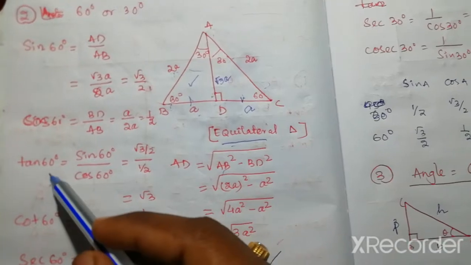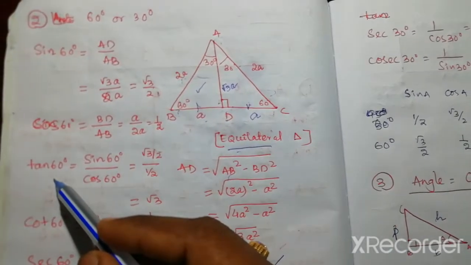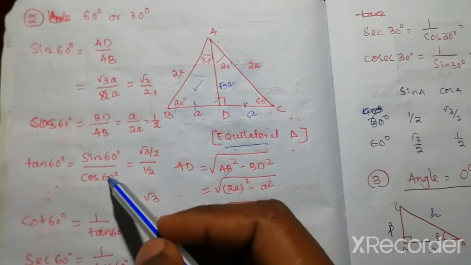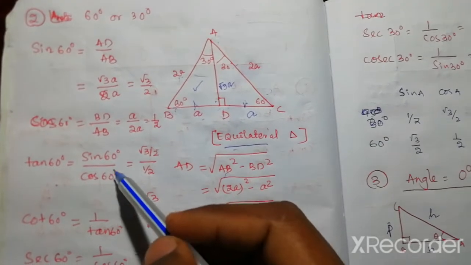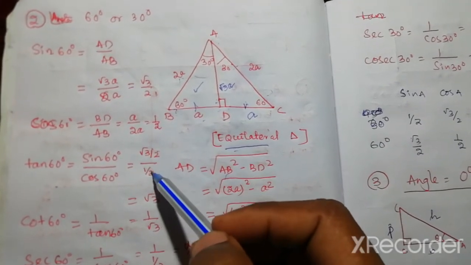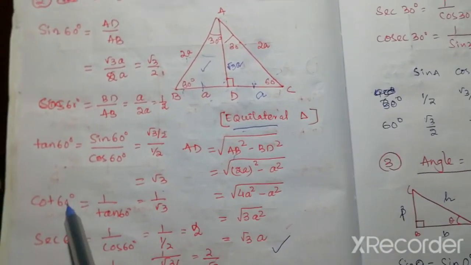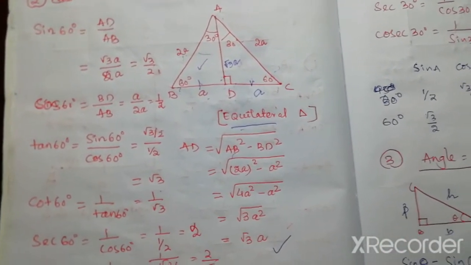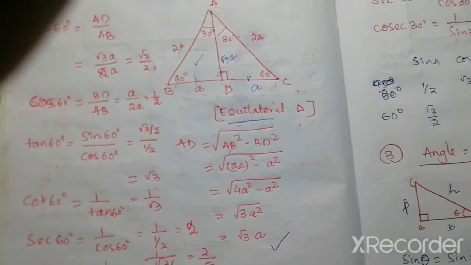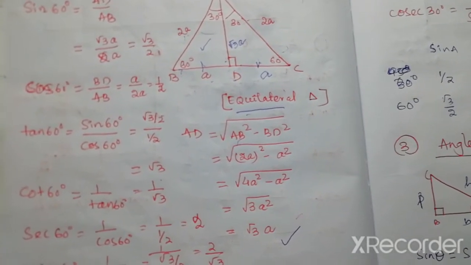What is tan 60? Tan 60 is sin 60 by cos 60. Sin 60 is root 3 by 2, cos 60 is 1 by 2. The 2 cancels, only root 3. Like that, cot 60. Cot 60 is 1 by tan 60.